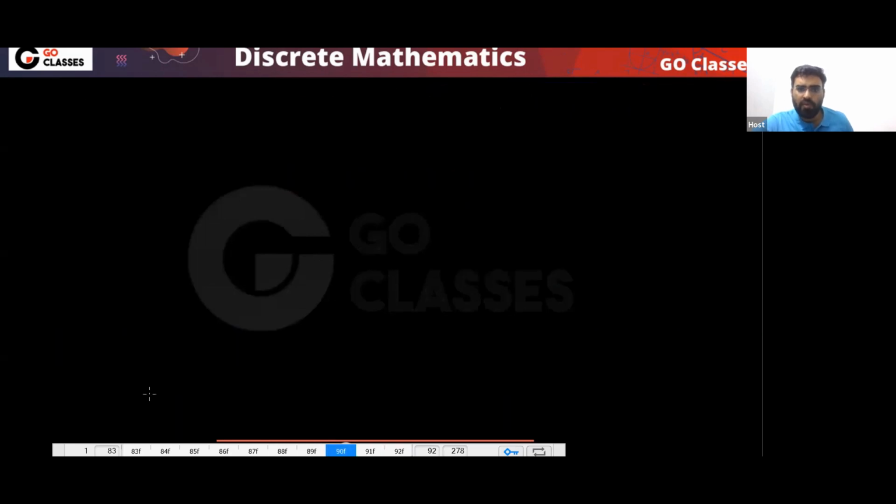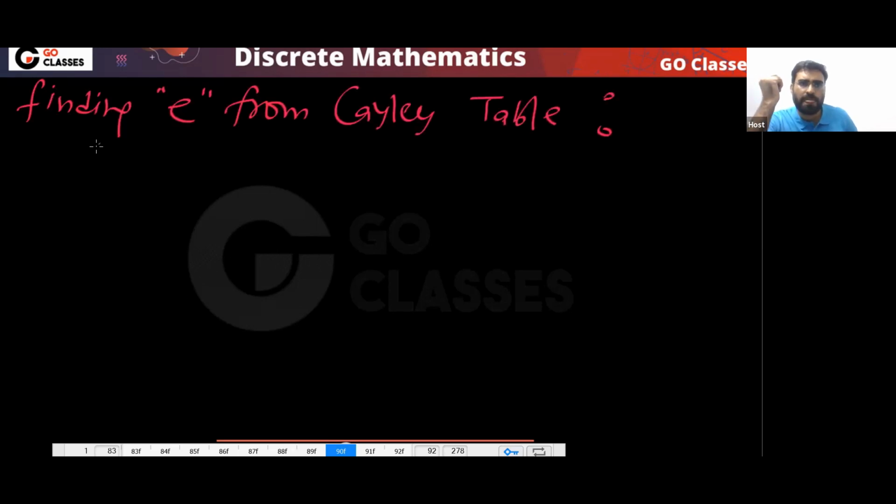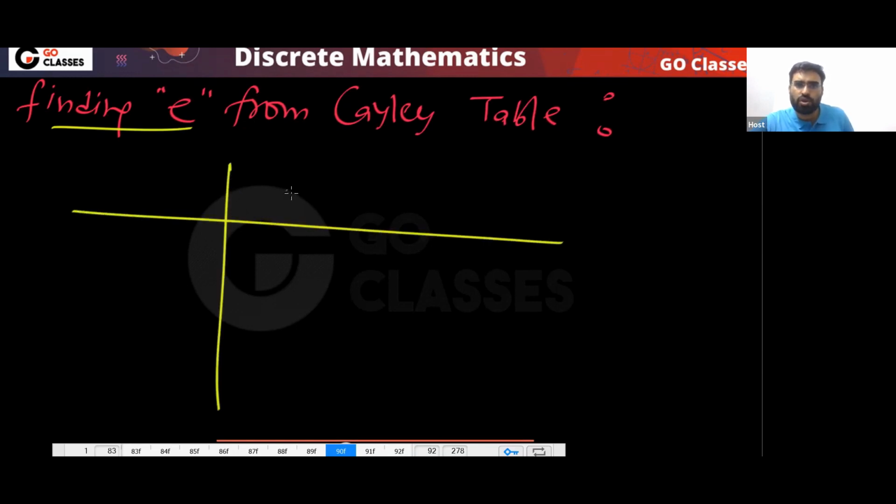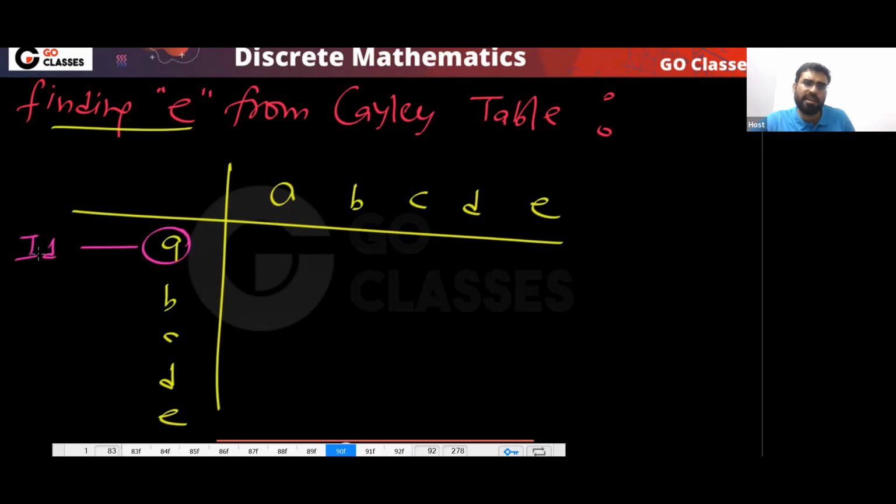Now, tell me, from a Cayley table, how will you find the identity element? What is the idea? Remember, the identity element basically means that its row and its column will be the same as the header. So if you have A, B, C, D like this, let's assume A is the identity element.